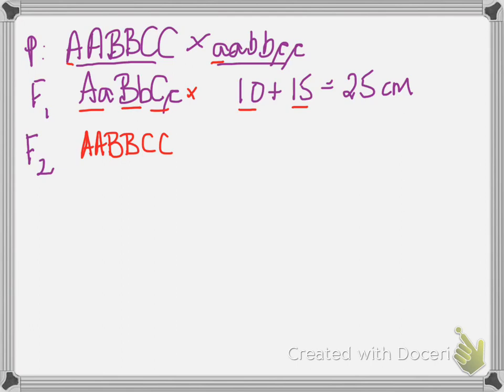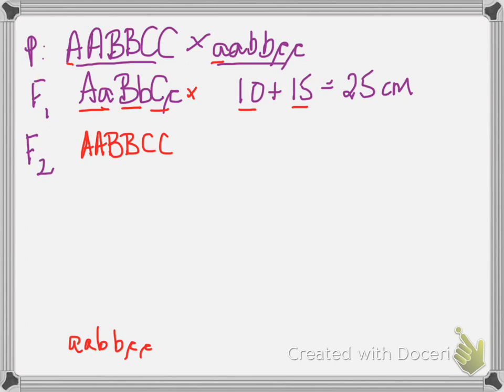Let's look at the other end of the spectrum. Is it possible to get a plant that only has recessive alleles from this cross? And once again, yes, it is possible. You could get little a, little b, little c, little c. It's possible to inherit that from the parent. So it is possible to get a plant that has 0 dominant alleles and is the minimum height.